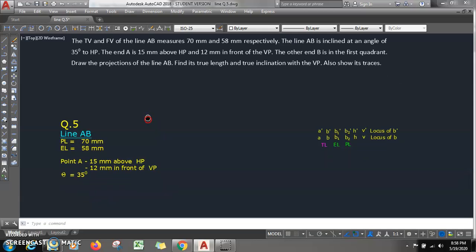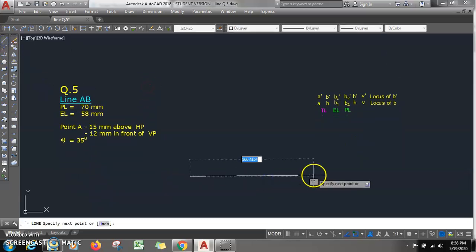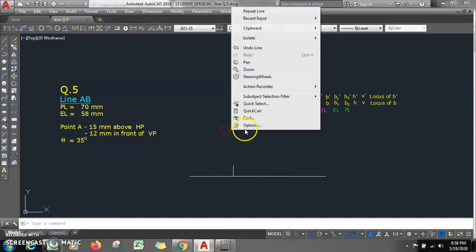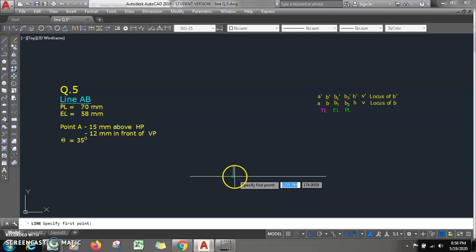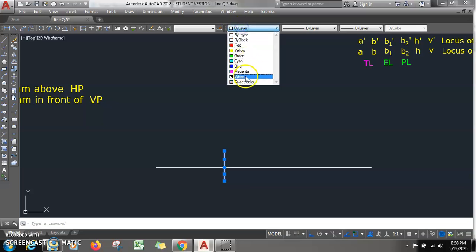So very simple. How do we start? First of all, draw the XY line. Now once you draw the XY line, point A is 15 mm above HP. So what will I do? I will draw a vertical line of 15 mm. I will repeat the line vertically down, how much? 12 mm. Okay, so these points, I'll show by projector.